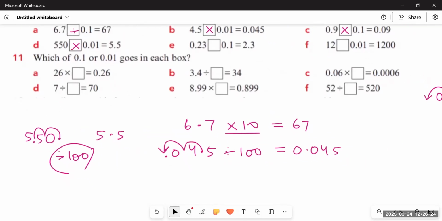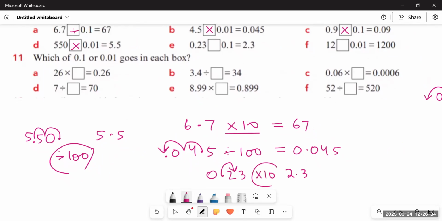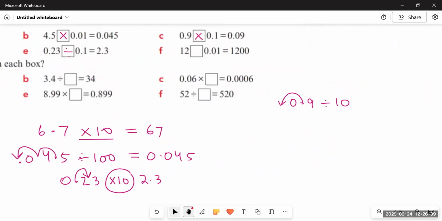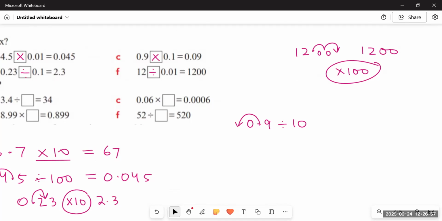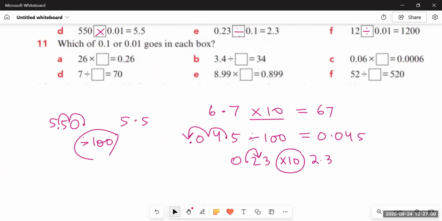Next we have 0.23 and the next number is 2.3. The decimal is moving 1 place forward. It means we are multiplying it by 10. If we are multiplying it by 10, it means we are dividing it by 0.1. Similarly, when we have 12 and 1200, the decimal is moving 2 places forward. So it means we are multiplying it by 100. So if we are multiplying it by 100, it means we are dividing it by 0.01. That's all you have to do over here.